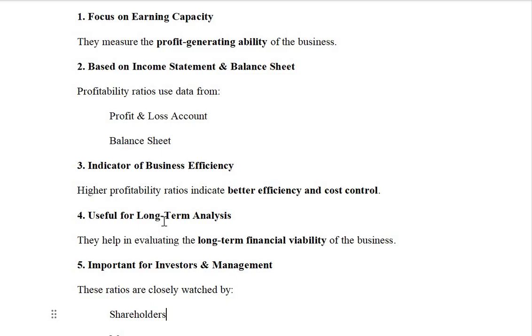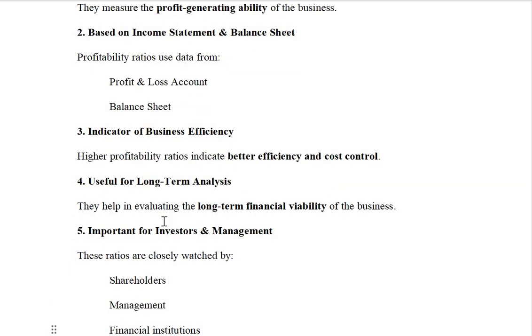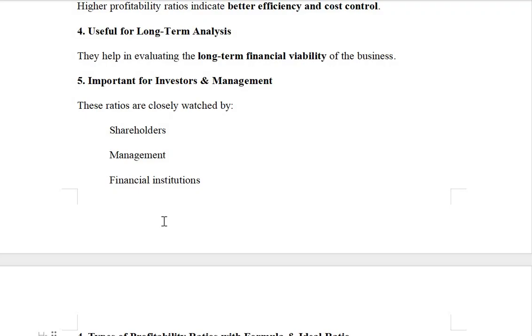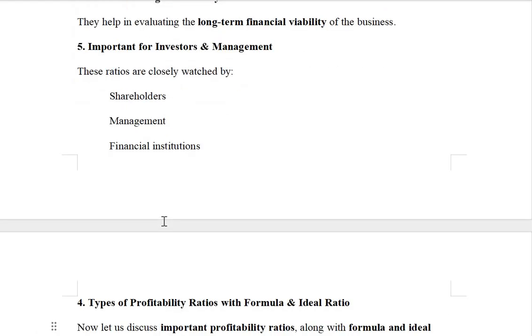The next important characteristic is that it is useful for long-term analysis. Profitability ratios help in evaluating the long-term financial viability of the business. The next important characteristic is that it is important for the investor and management. These ratios are closely watched by the following stakeholders: shareholders or investors of the business, the management, and the financial institutions who lend money to the business. So these stakeholders are very keen about the profitability of the business.